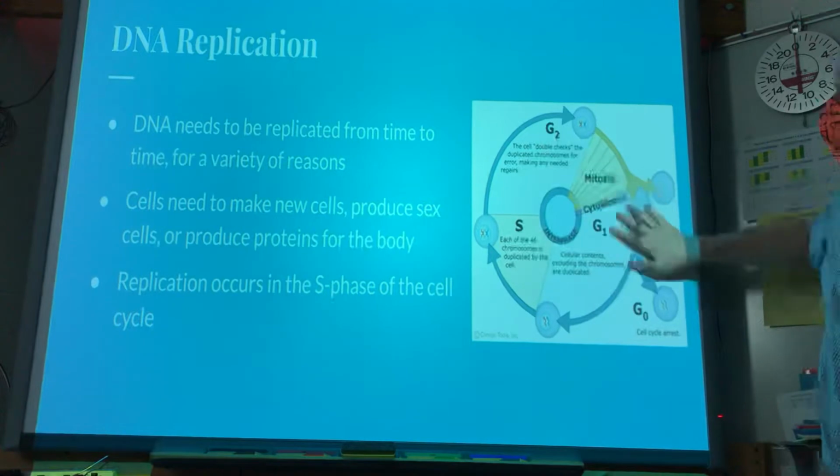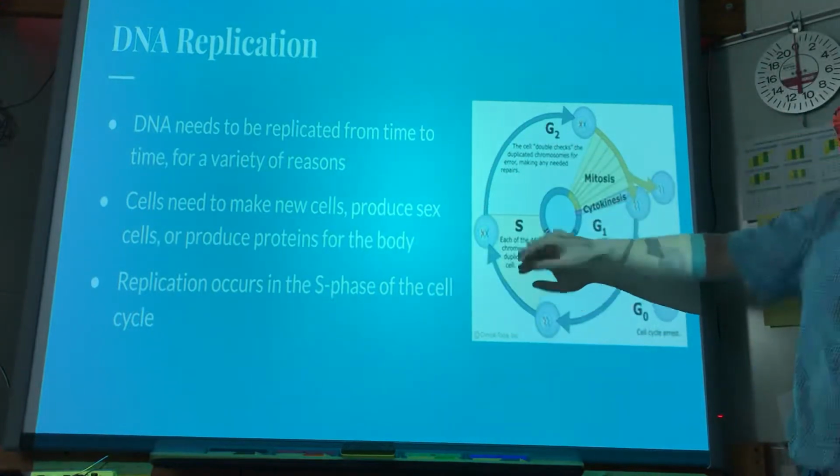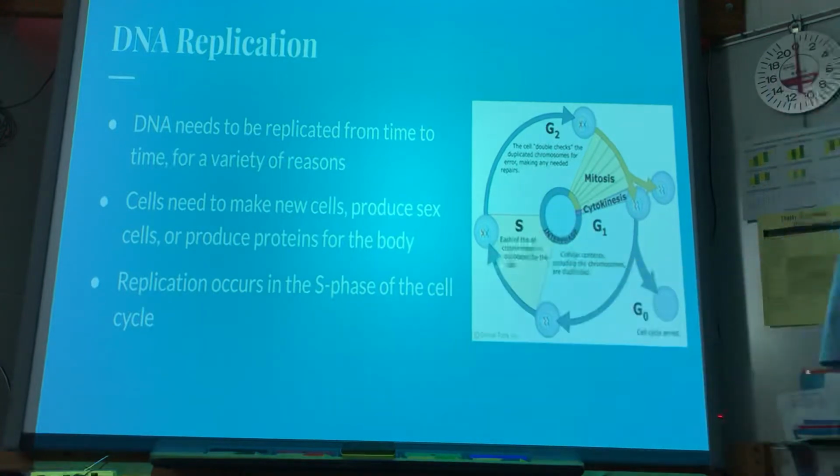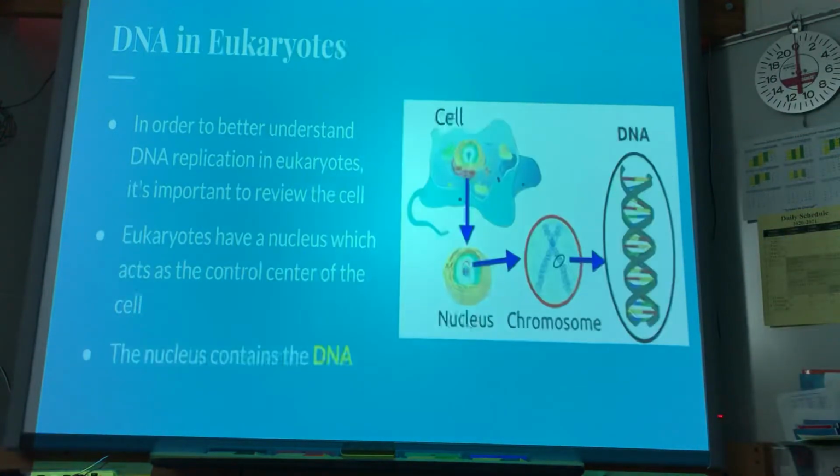Okay, so cell cycle: G1, S, G2, M phase. We're talking about S phase right here. During S phase, the DNA is going to replicate and make an exact copy.